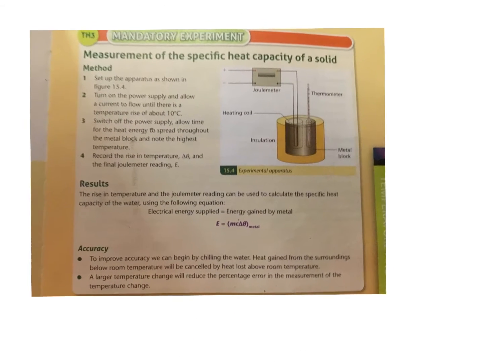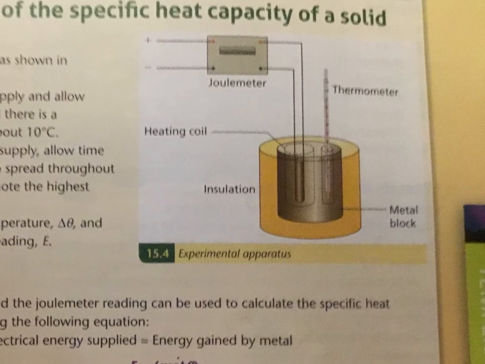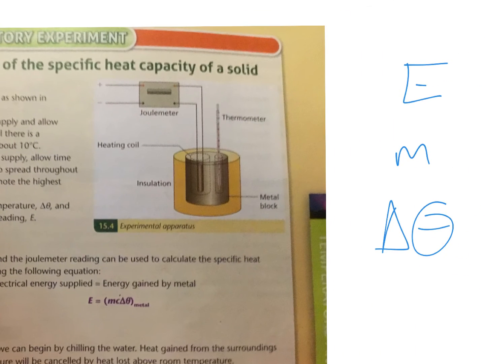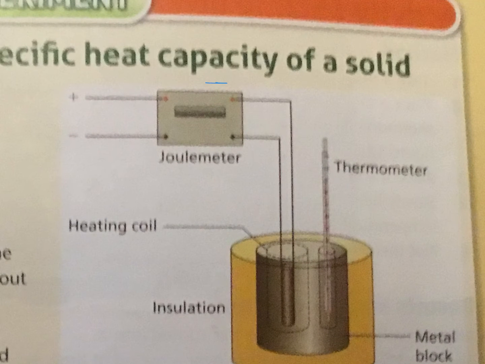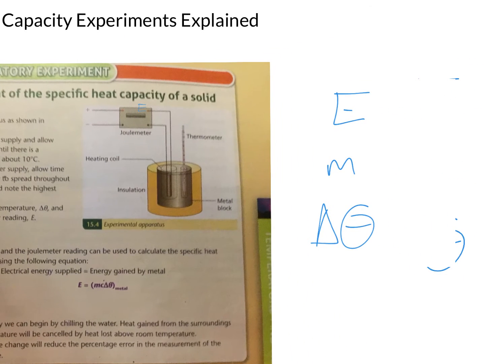So if we look at the diagram here, let's remember the three things that we need to measure are energy, mass, and the change in temperature. If we can measure those three things, we should be able to figure out the specific heat capacity. So we have a block here that's usually aluminium or copper. We have a joule meter, which is going to supply electricity, and this will measure our energy that's going into the block. Before we start the experiment, we're going to use a mass balance, which is kind of a similar thing to a weighing scales, to find its mass.